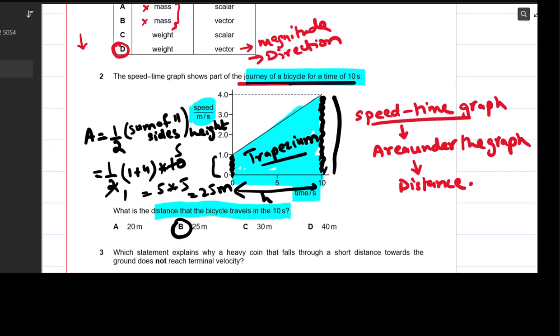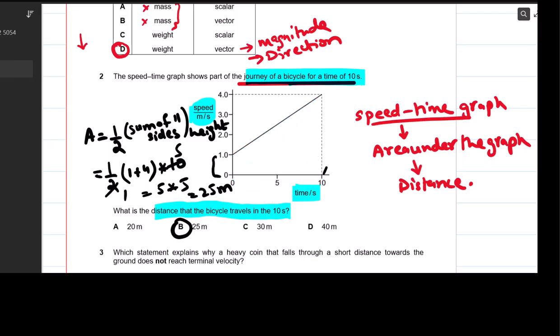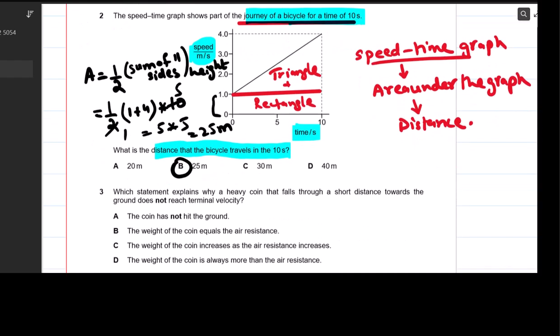One other way is, instead of trapezium, if you are not good in mathematics, you can break this shape into a rectangle, this is the rectangle, plus this is a triangle. So you can even find the area of these two shapes and then add them.